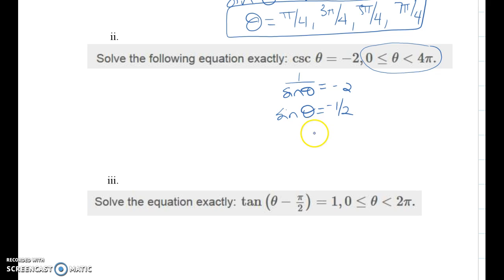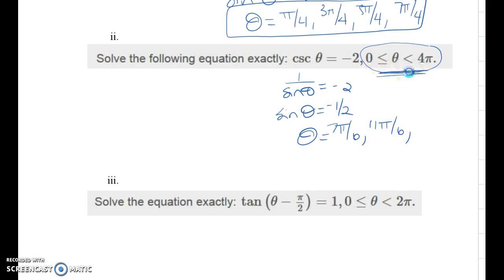Which also benefits me because then I go to my handy dandy unit circle. And where is sine theta equal to negative 1/2? So that means I'm looking for the y value on my unit circle of my ordered pairs. Where is it negative 1/2? And this would be at 7 pi over 6, 11 pi over 6.